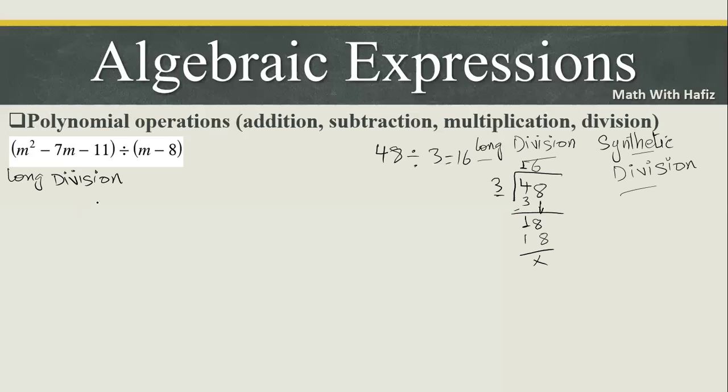So let's get started. We have (m² − 7m − 11) divided by (m − 8).